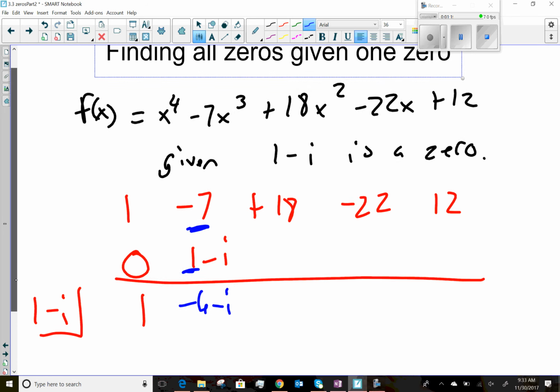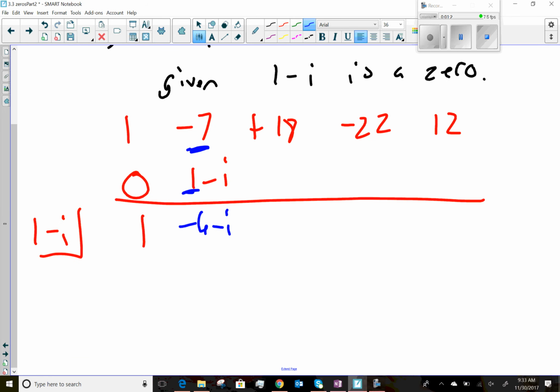Now here's where we have to multiply binomial times binomial, and so we should get a trinomial. Actually, we'll only get a binomial because we're going to take i times i, which is i squared, and that becomes negative 1. So 1 times negative 6 is negative 6. 1 times negative i is negative i. Negative 6 times a negative i is a positive 6i. Then a negative i times a negative i is a positive i squared, which turns to negative 1. And negative 1 and negative 6 is negative 7. Then minus i plus 6i is a positive 5i.